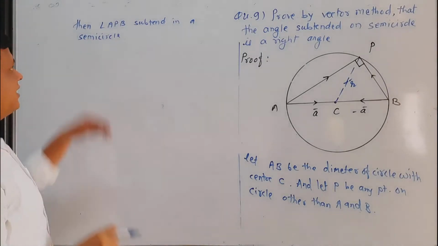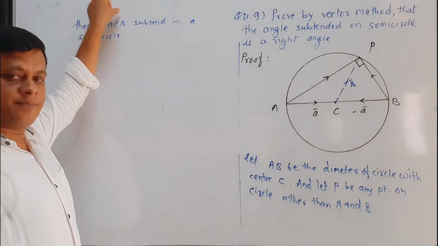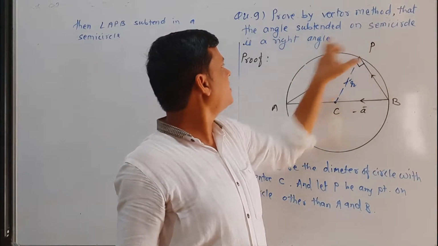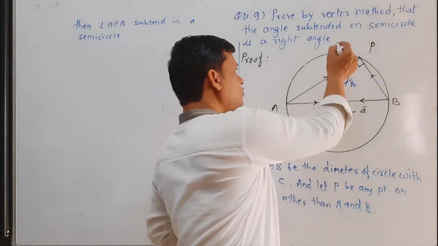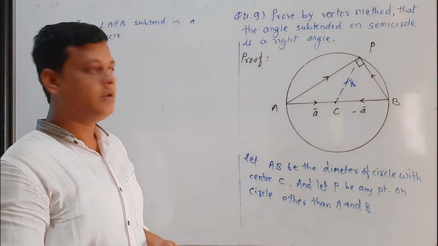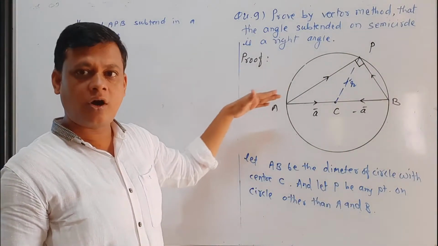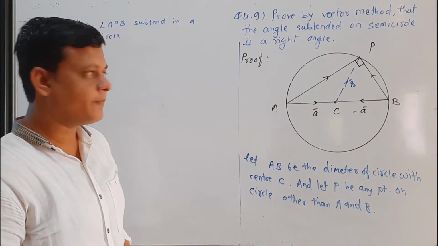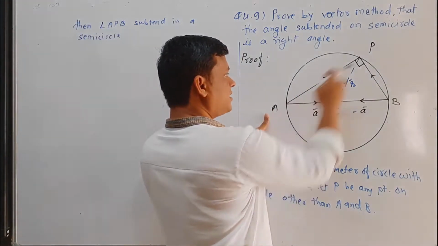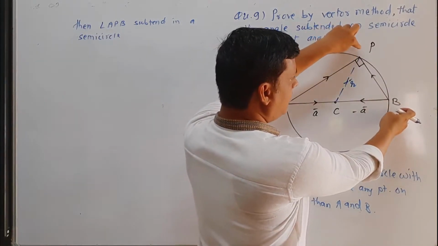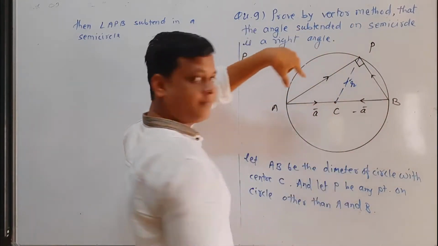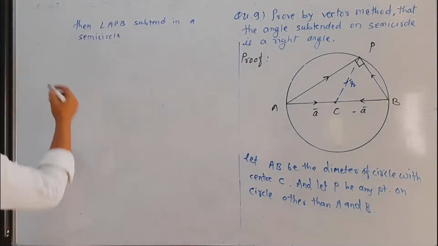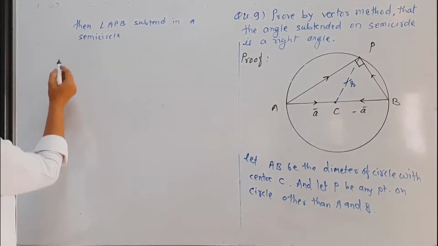Now we have to show that this angle APB is 90 degree, because we have to show that the angle subtended on semicircle is a right angle. So for showing the two lines or two vectors are perpendicular to each other, we show their dot product is 0. So we have to show here this side AP and this side PB of triangle APB are perpendicular to each other at point P. So we find here first vector AP.